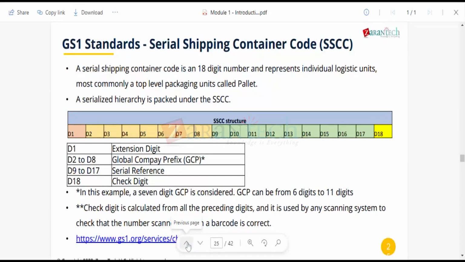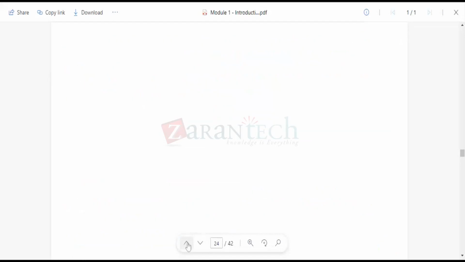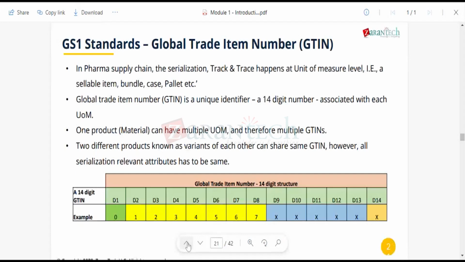Perfect, this is a good question. Let me go back to the trade item. Let's say I have taken the example of a 7-digit GCP. In my company I have around 10 to 12 products, and for that I don't need many GTINs. I need some 5 to 10 GTINs.